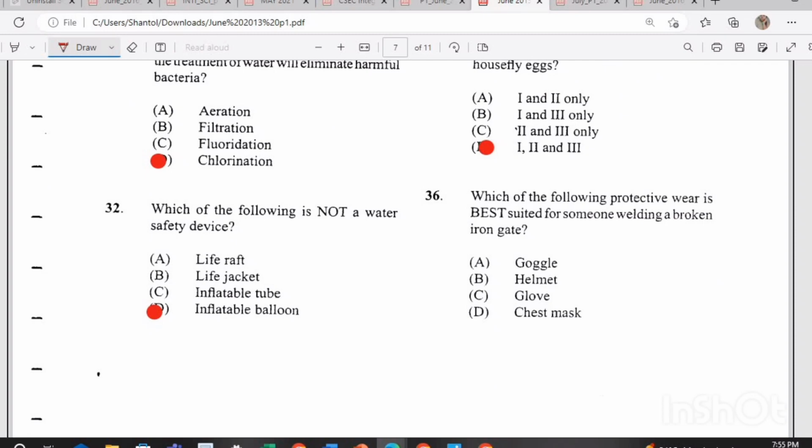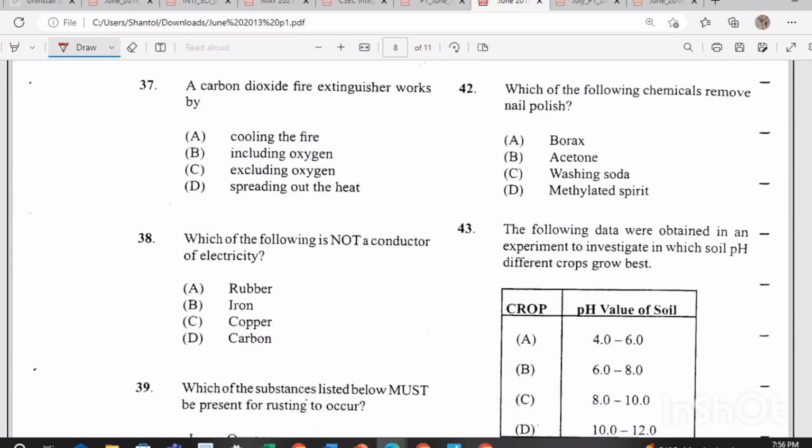Question 36. Which of the following protective wear is best suited for someone welding a broken iron gate? Is it a goggle, a helmet, a glove, or a chest mask? If you said goggles, you are correct. Remember, welders use that torch, so they have to protect their eyes. 37. A carbon dioxide fire extinguisher works by A, cooling the fire, B, including oxygen, C, excluding oxygen, or D, spreading out the heat. If you said C, you are correct.